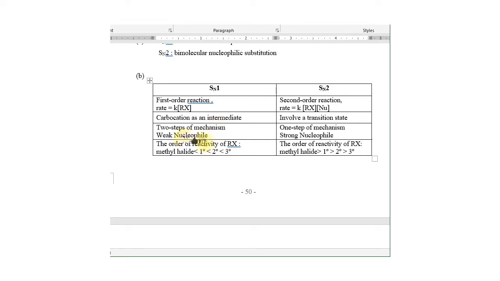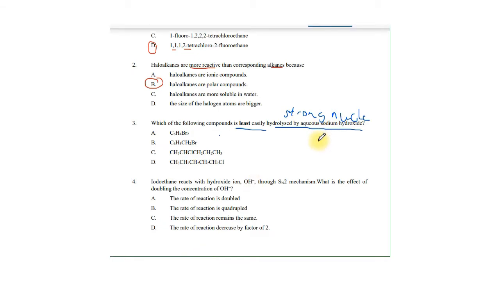The order of reactivity of SN1 prefers tertiary. This is very important, tertiary. SN2 is a second order reaction because the rate depends on the concentration of both haloalkane and nucleophile. It involves a transition state, is a one-step mechanism, and uses a strong nucleophile. So based on this, sodium hydroxide is a strong nucleophile, and it prefers methyl halide or primary halide. So in this case, we check for methyl halide or primary halide.